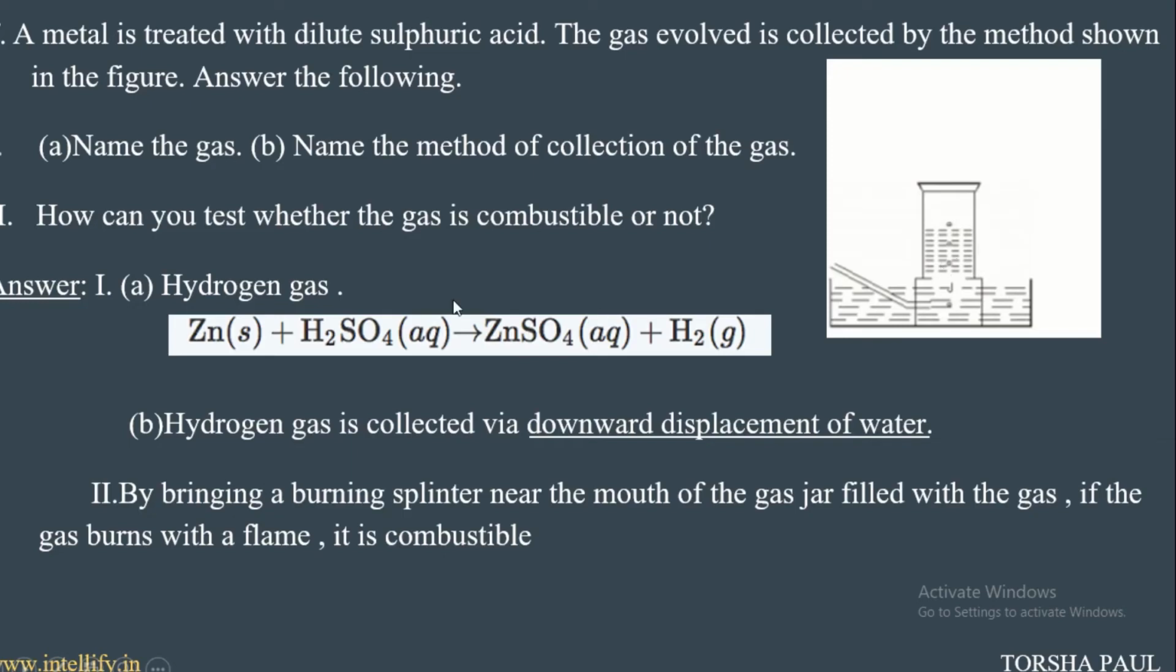Okay. Second, how can you test whether the gas is combustible or not? It is simple: you have to bring the burning splinter near the mouth of the gas jar which is filled with the hydrogen or any gas. Okay. If the gas burns with a flame then it is combustible. If the gas doesn't burn with a flame then it is not combustible. Hydrogen is definitely combustible. When it is mixed with oxygen it gets burnt. Okay.